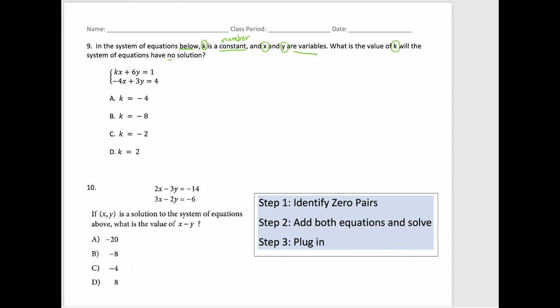I highly recommend you always highlight the keywords. The rest, who cares? Just highlight the keywords, okay? So in this question, they're looking for k, and the keywords are no solution. Now we have this system right here. As you can see, everything looks good, the numbers look great, but the one thing we don't know is k, which we need to find. Still, whatever it is, trust me, if you follow these steps, you should be okay. So step 1, identify the zero pair.